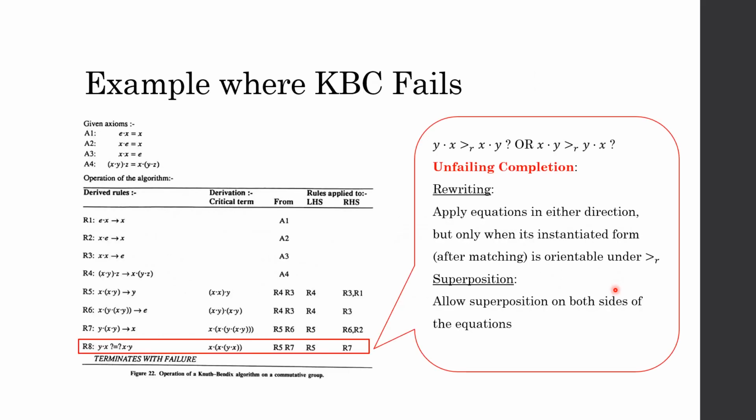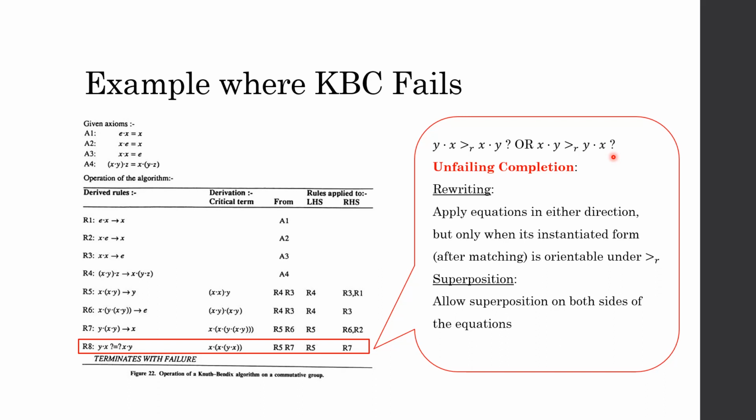So I give an example of a case when Knuth-Bendix completion will fail. For example, this is the multiplicative group axiom, and we make it into rules. It fails when it hits this stage, which is the commutativity between two elements. Should we order x, y times x greater than x times y, or the other way around? This is where it fails, because you don't know how to order it and form a rewrite rule.